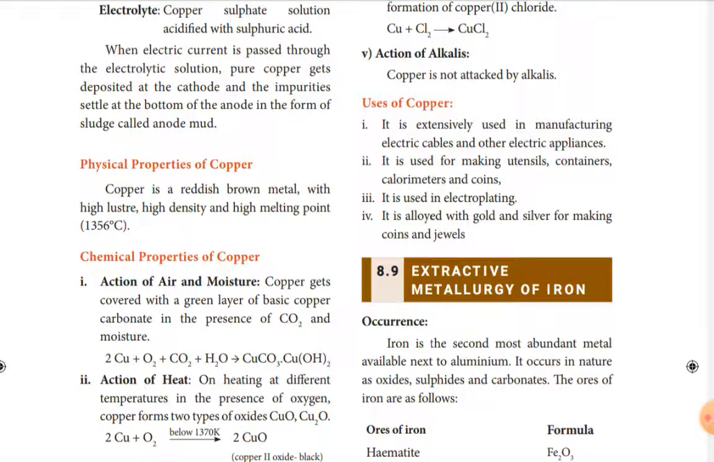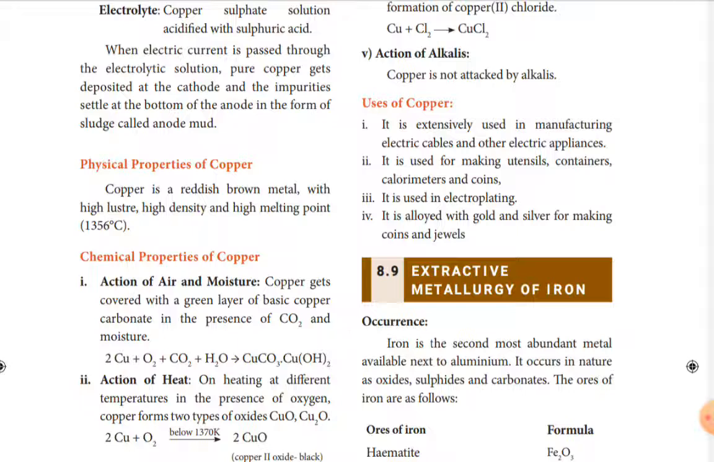So my dear students, now we are going to discuss the extractive metallurgy of iron. Iron is the second most abundant metal. The first most abundant metal is aluminium, and the second is iron. It occurs in the form of oxide, sulfide and carbonate. Iron is a highly reactive metal, so it is always obtained in the combined form, as oxide, sulfide or carbonate.